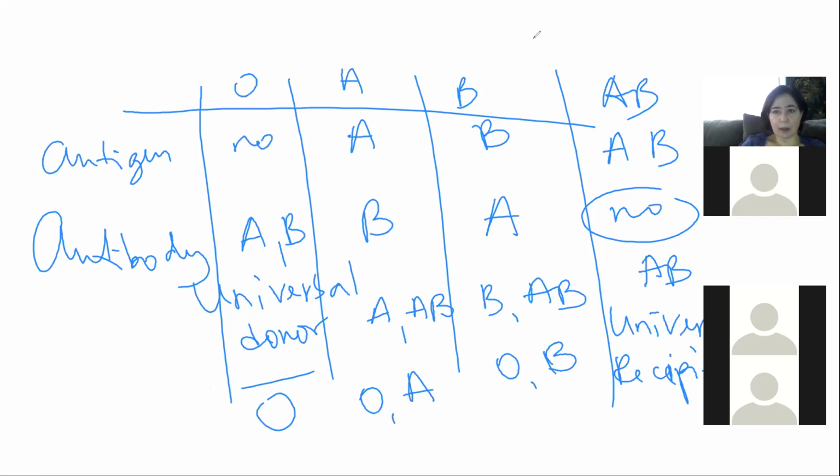On top of this, on top of AB, there is something called RH. Have you heard about RH? Have you heard about positive, negative?